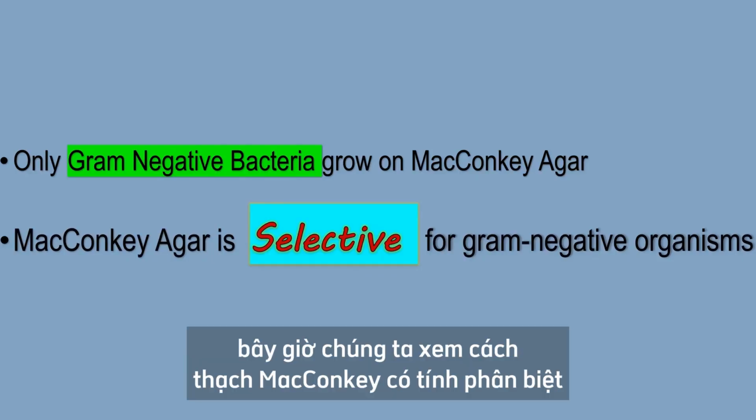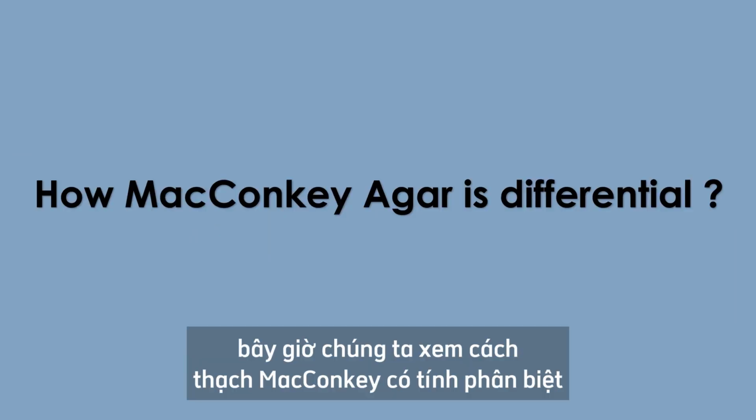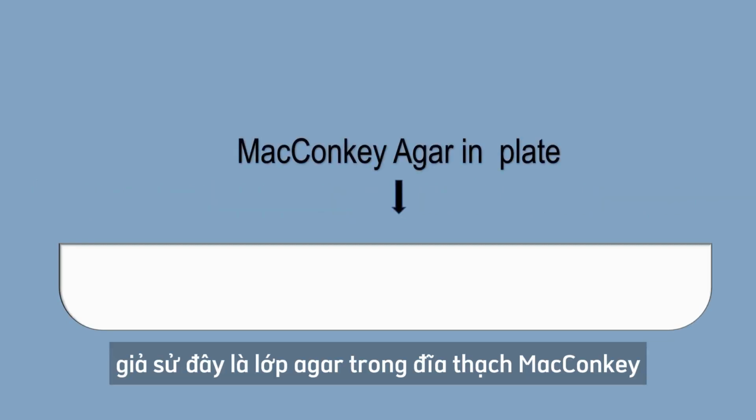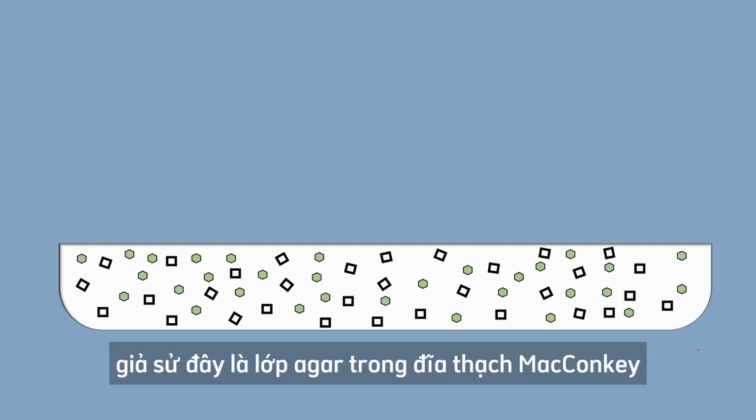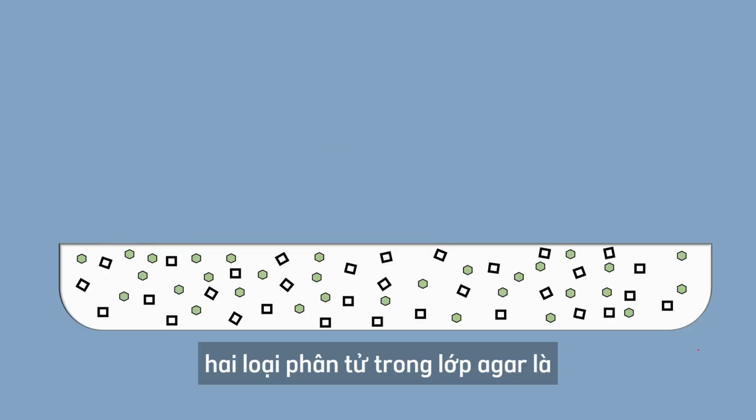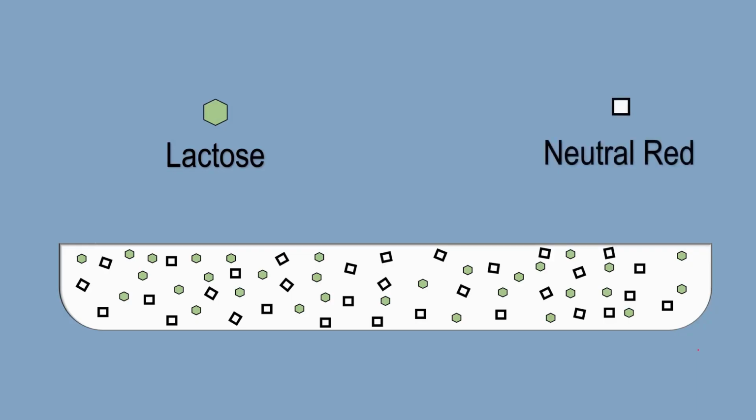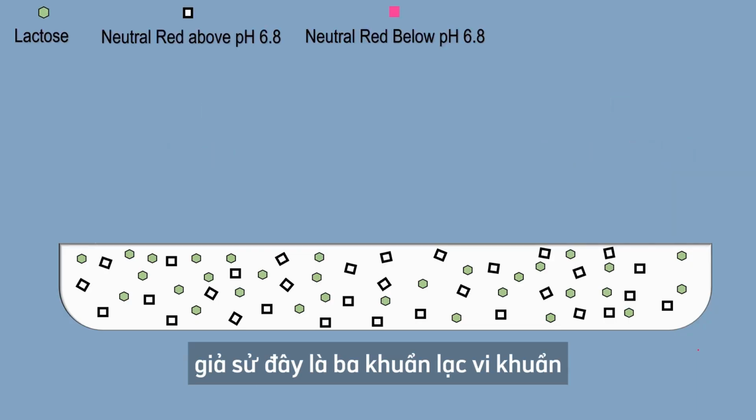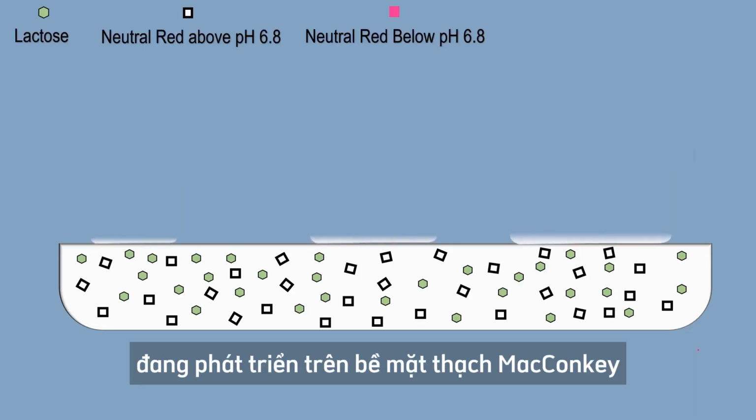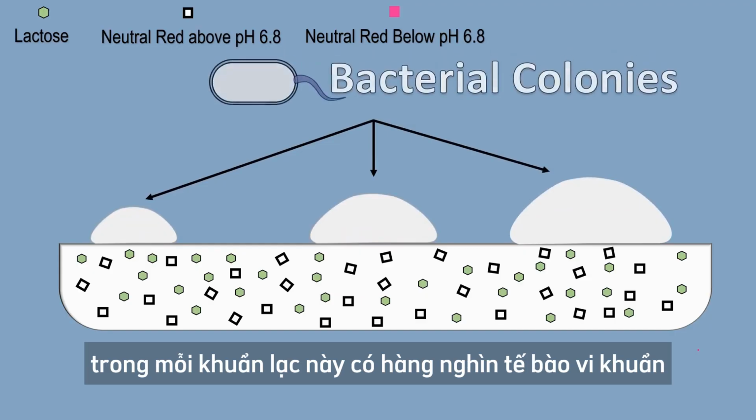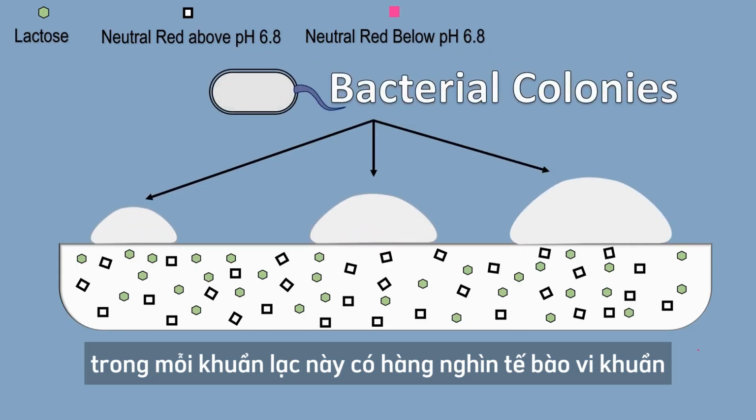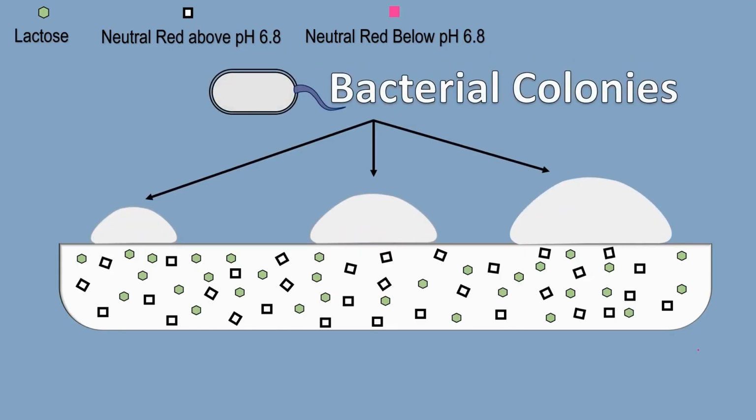Now let's see how MacConkey Agar is differential. Suppose this is the agar layer in the MacConkey agar plate. The two types of molecules shown in the agar layer are lactose and neutral red. Suppose these are three bacterial colonies growing on the surface of the MacConkey agar. In all these three colonies, there are thousands of bacteria.